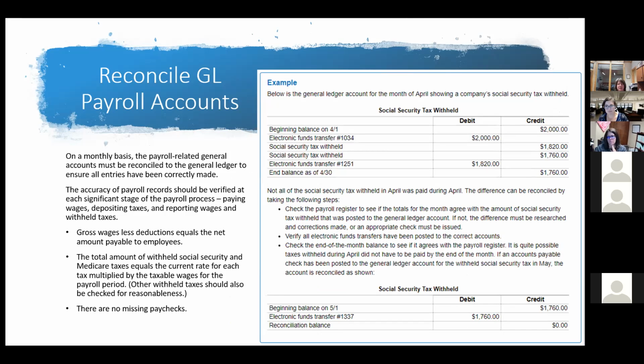So again, reconciling your balance sheet accounts, not just your cash account, but if you could look in your liability accounts, right? And make sure that what you have outstanding as payroll taxes payable is really what's due.